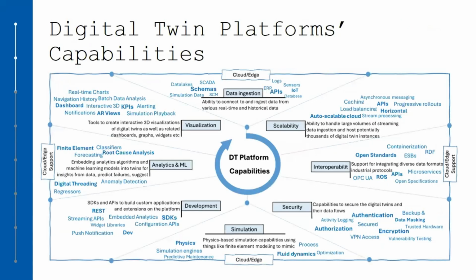In order for those digital twin platforms to be capable, they need to feature multiple capabilities, spanning from data ingestion to scalability, which is by far a really difficult capability to achieve. There's a lot associated with it. Then interoperability, which we've seen from the previous presentation, that's a big one. Security, simulation, and then analytics, which has by far been the core of digital twins.